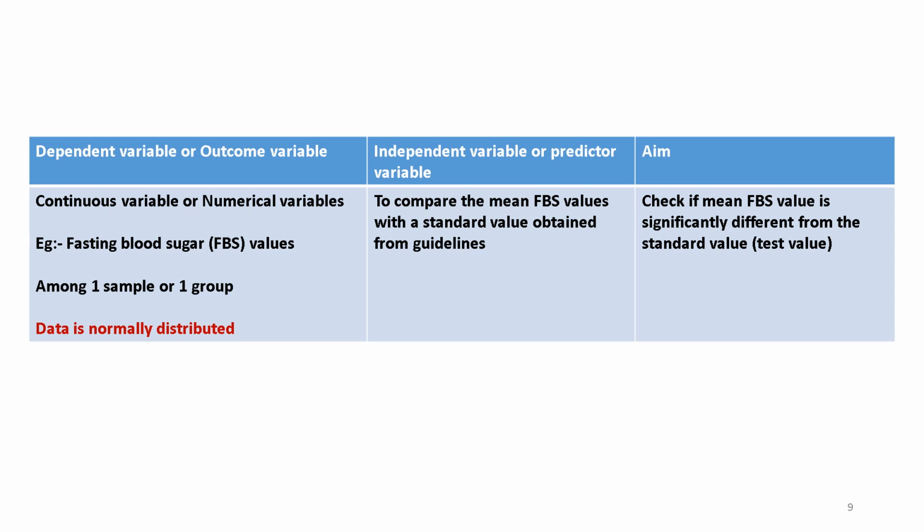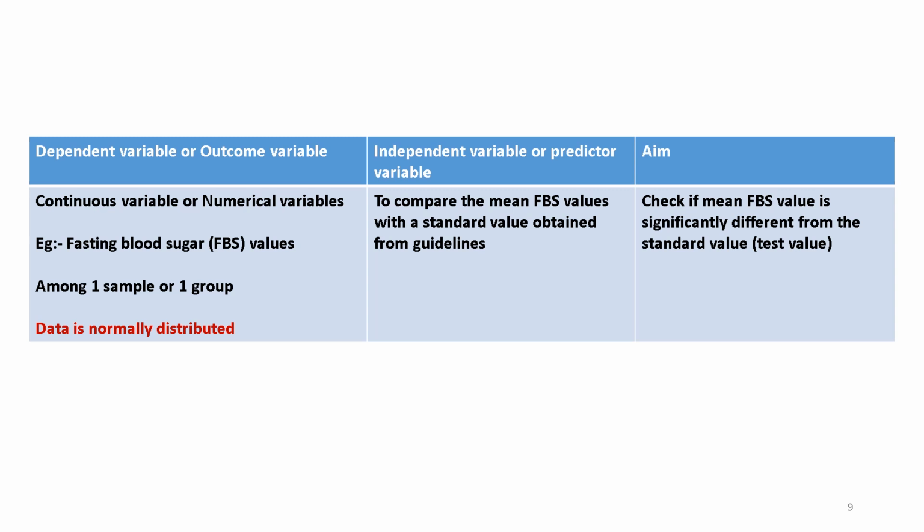Okay. Dependent variable or outcome variable is a continuous or numerical variable, such as fasting blood sugar values among one sample or one group. Data is normally distributed. What we are going to do, we are comparing the mean fasting blood sugar value of one group of people with a standard value obtained from guidelines. You can obtain the standard value from standard textbooks or clinical practice guidelines or World Health Organization guidelines.